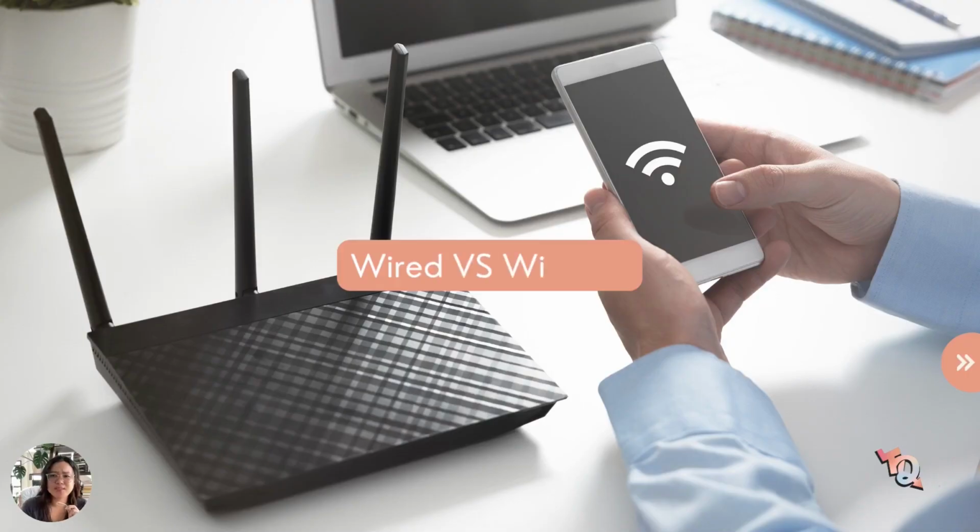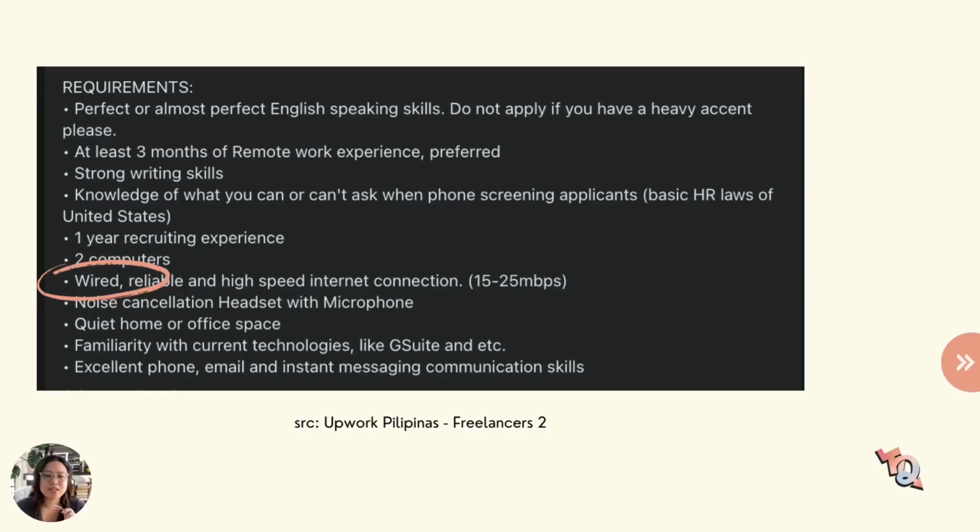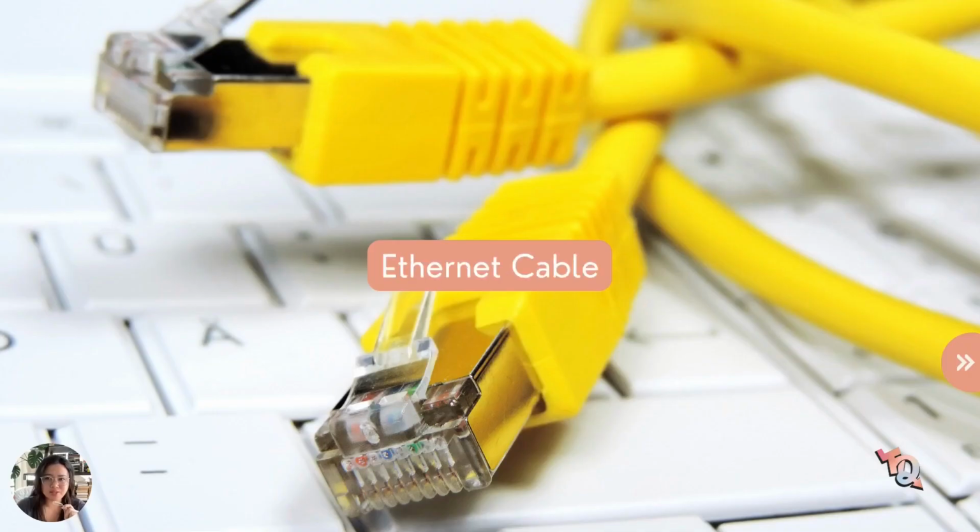So you may notice that some VA job posts will require you to specifically have a wired connection. Going back into this example, the internet speed required is 15 to 25 Mbps, but they also need a wired connection. This means that you need to connect your computer to an Ethernet cable like this. This is an Ethernet cable.